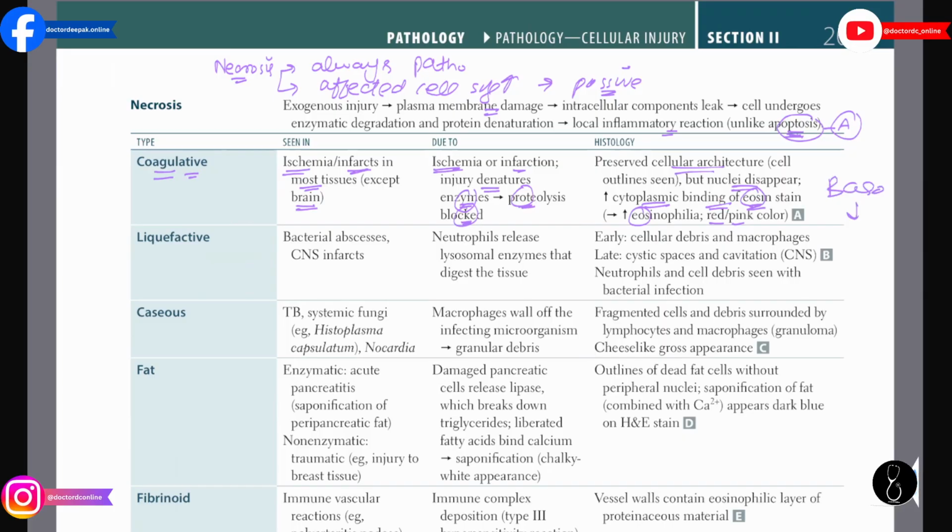Basophilia means it is going to be more blue, and if it is going to be more red or pink, it is called eosinophilia. So these are the important parts. So let's take a quick review.